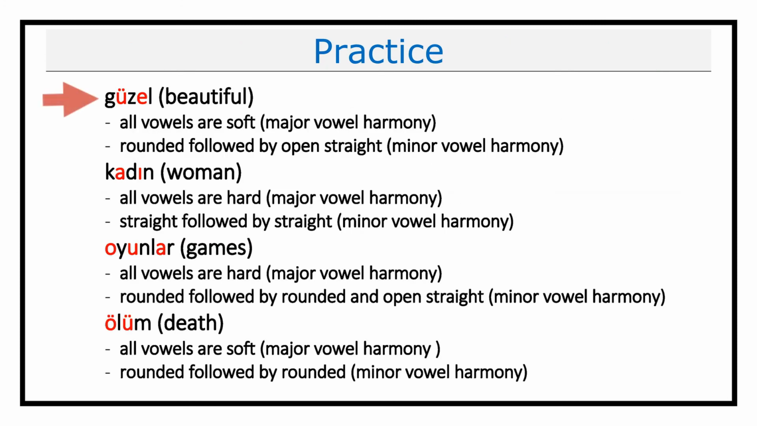In the word güzel, both of the vowels are soft, and at the same time, rounded vowel is followed by an open straight vowel. In the second example, kadın, both of the vowels are hard, and the straight vowel is followed by the straight vowel. In the third example, oyunlar, all vowels are hard, and at the same time, the rounded vowel is followed by the rounded vowel, which is followed by an open straight vowel. Last, in the word ölüm, both of the vowels are soft, and at the same time, both of the vowels are rounded. That's it about the vowel harmony in Turkish.